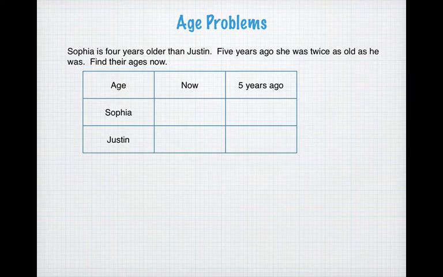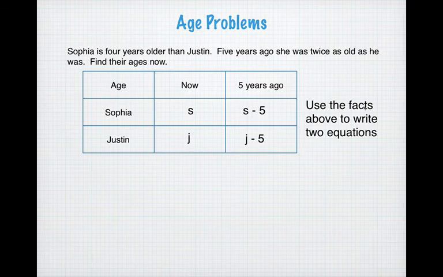with the ages of Sophia and Justin. What are their ages now? And what are their ages 5 years ago? Well, we're going to use two variables here. So I'm going to say S is for Sophia, and J is for Justin. There it is. And 5 years ago, Sophia was S minus 5 years old. So whatever she is now, she's S. 5 years ago, she was S minus 5. Justin is J now. 5 years ago, he was J minus 5.